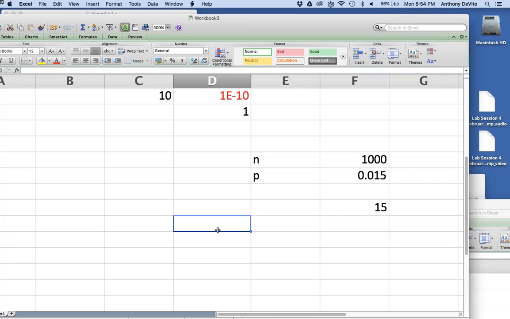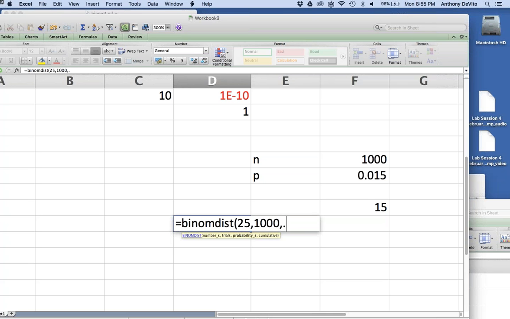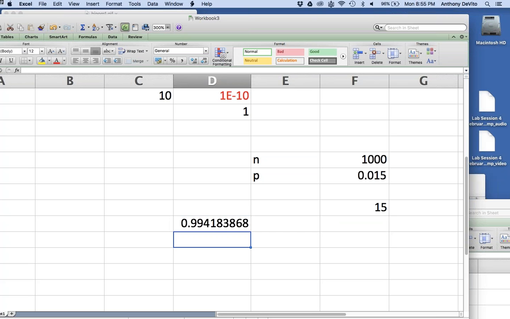Well, the probability that you would have 25 people or fewer out of 1,000 is going to be BINOM.DIST, parentheses, number of successes that you're interested in is 25, comma, number of trials, in other words sample size, is 1,000, comma, probability is going to be 0.015, comma, and it's going to be true for cumulative. That's going to give you the probability that you get 25 or fewer people, and you'll have the supplies you'll need to treat those people. Okay, and it comes out to 99.4. What's the probability you won't have the supplies? In other words, you'll have 26 or more. It's going to be equal to 1 minus that number.